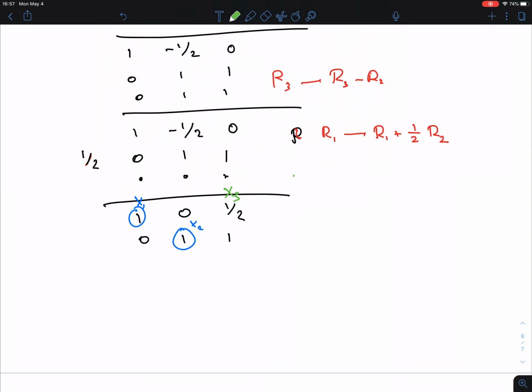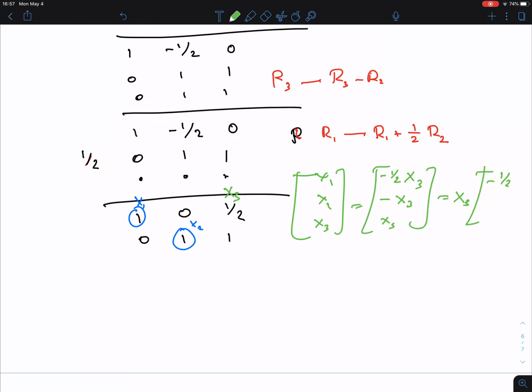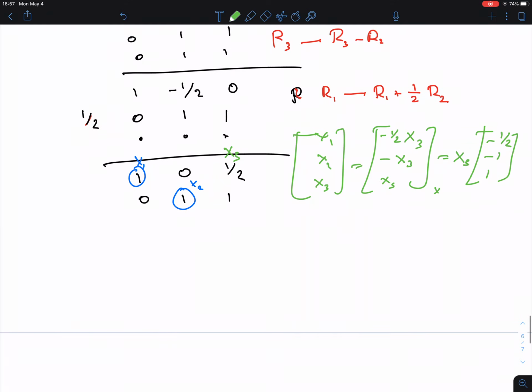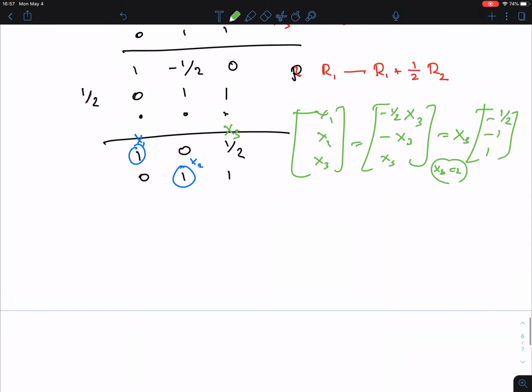So yeah, so we have x1, x2, x3. x3 is itself, x1 is minus a half x3, and the other one is minus x3, right? Okay, so that is minus a half, minus 1, 1. My negative signs are fine. I don't want this fraction, so I'm going to look at minus 1, minus 2, 2.